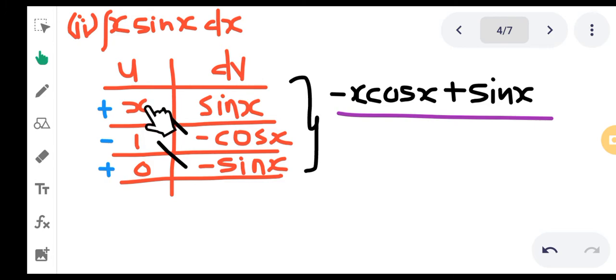Okay, so positive x times negative cos x, you are going to get negative x cos x, and negative 1 times negative sine x. So remember, we are multiplying the diagonals. So negative 1 times negative sine x, you are going to get positive sine x. And this becomes the answer to this integration by parts.